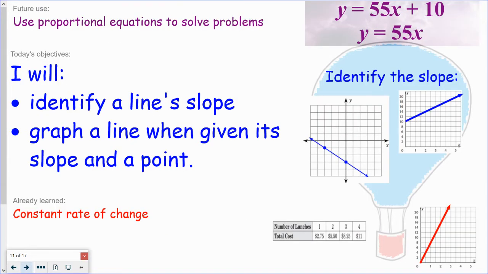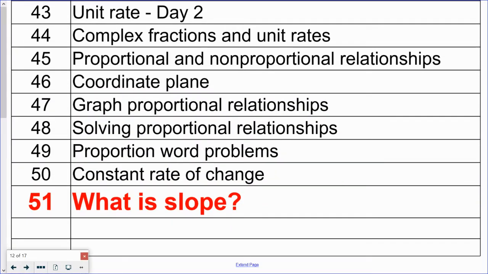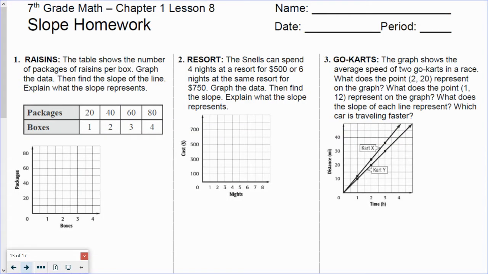So today we're going to keep on with the same objectives: identify a line's slope, and graph a line when given its slope and a point. This is a lot about finding the constant rate of change on a graph as well. So going to page 51, you're going to use yesterday's notes. We're going to basically just jump straight into the homework.